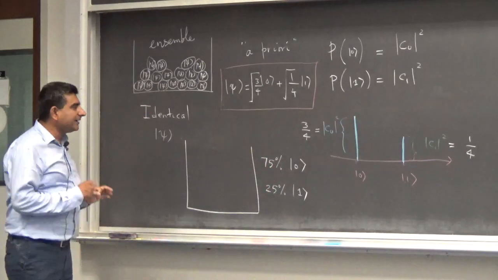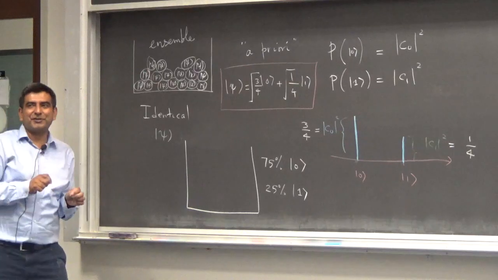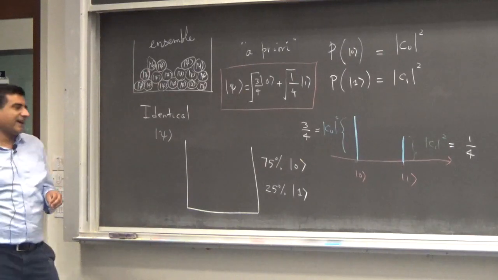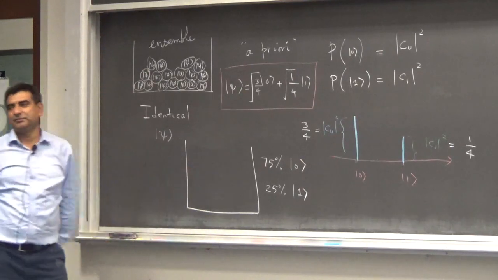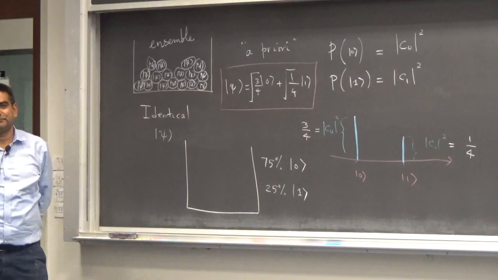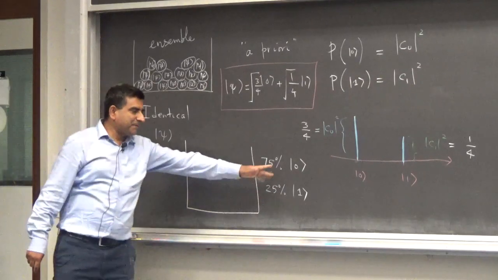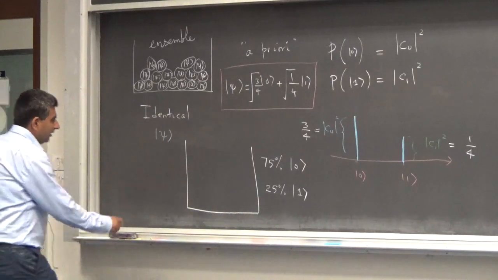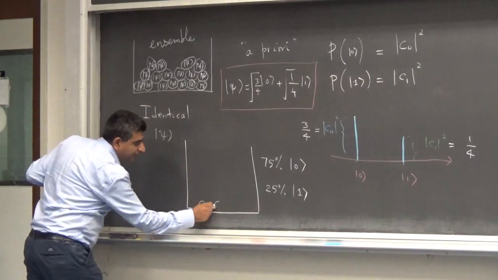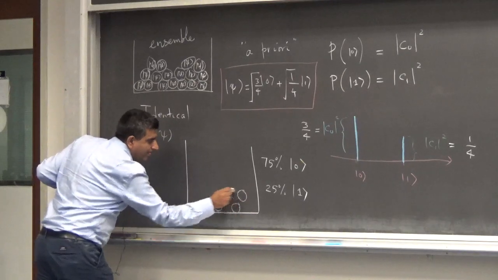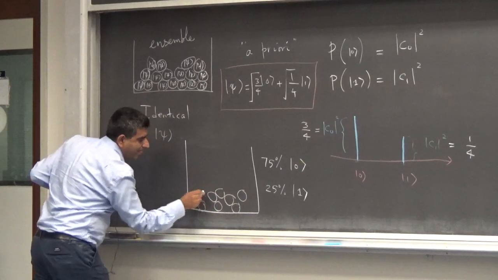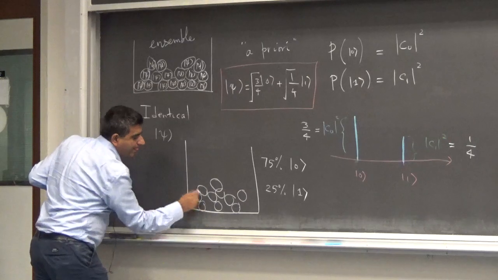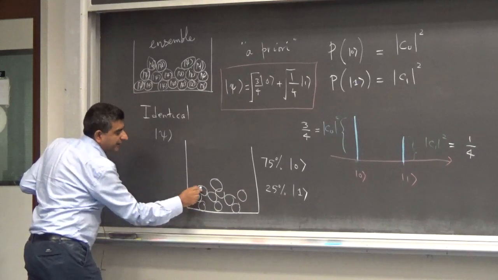In this alternative scenario, there are two kinds of quantum states, particles that have been put into the box. 75% of them are ket 0 and 25% are ket 1. So I just draw, first of all I draw the ket 0. So these are my ket 0 states.